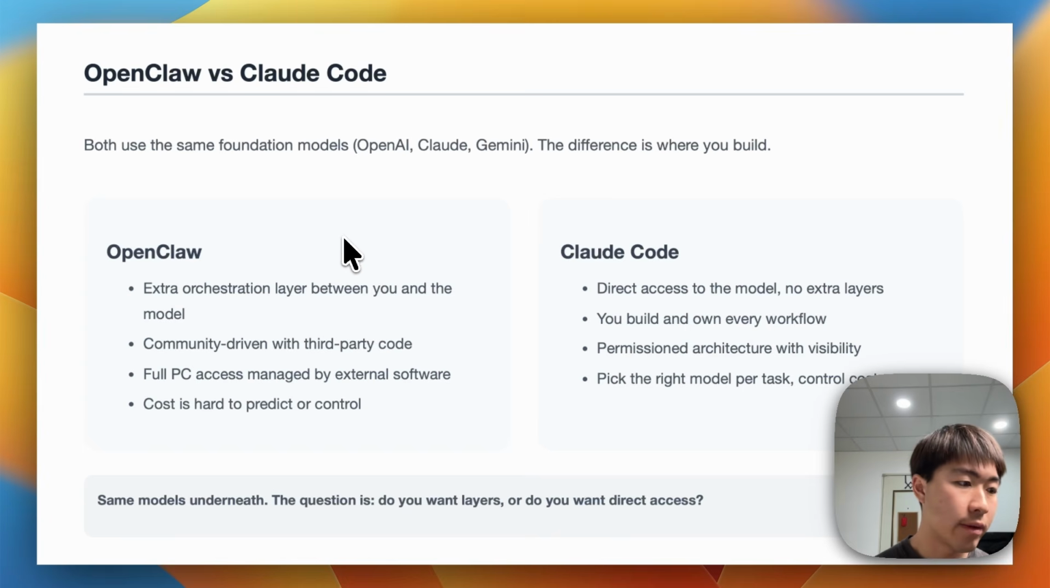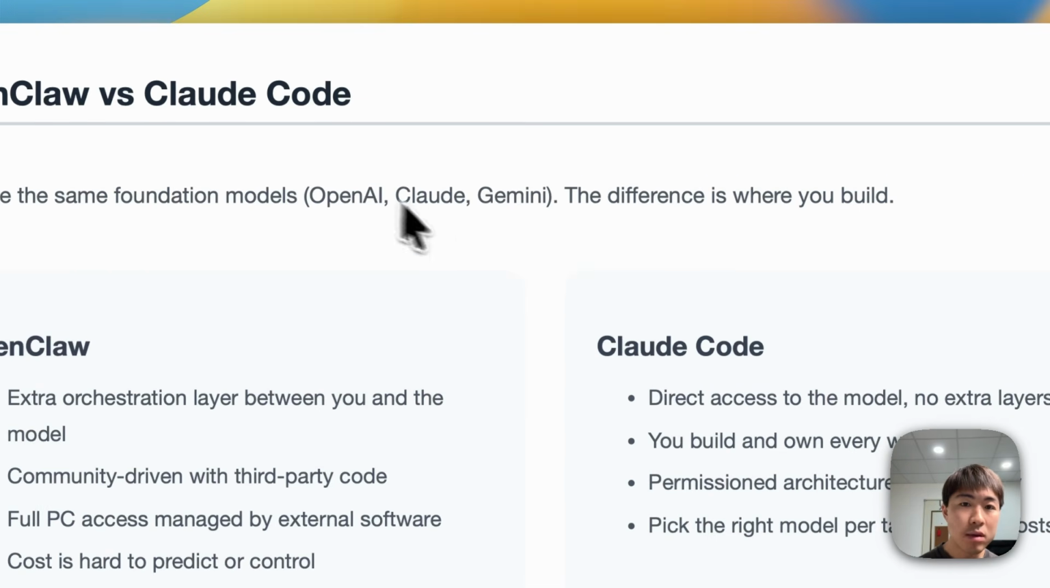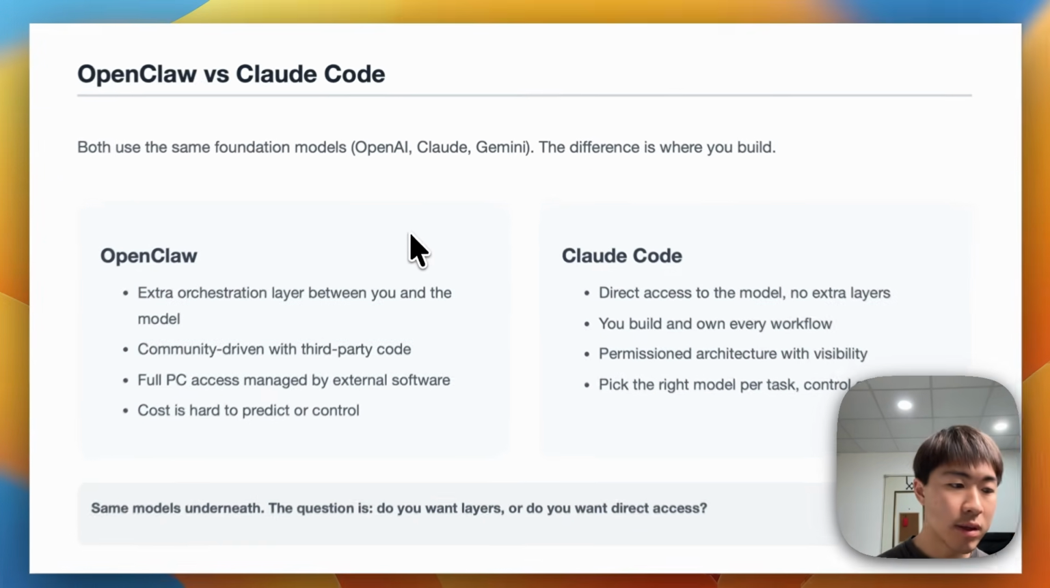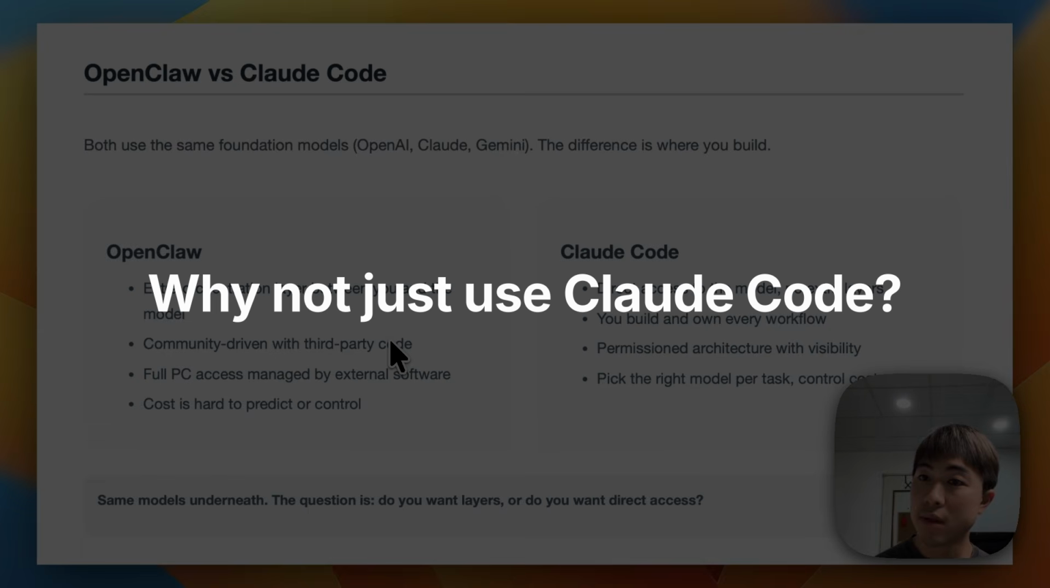But here's what I realized. OpenClaw is not doing this with some magic. Underneath, it's using the same foundation models that everyone has access to: OpenAI, Claude, Gemini. The orchestration layer, the skill system, the MCP connections, those are things you can set up yourself. And if you can set them up yourself, the question becomes, why not just do it directly in one place?